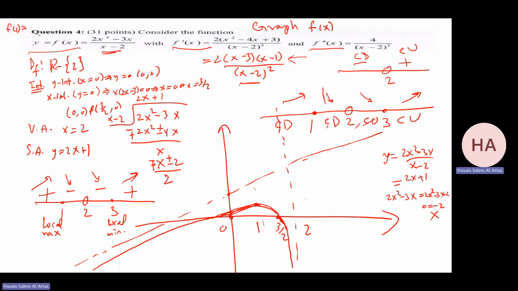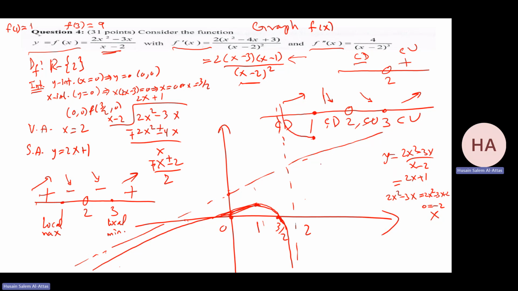Okay. Now, after 2, for example, at 3, what will happen at 3? Yeah, I can check f at 3. f at 3 will be what? 2 times 9, 18, minus 9, that will be 9. So it will be some value here. You notice at 2x plus 1, 3 is 7, so it's above it. Okay. And the function is doing what? Decreasing, but concave up. So it will do something like this.